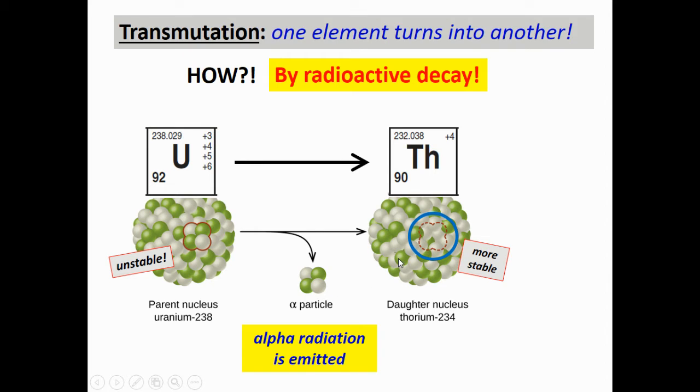Notice now the nucleus of what we started with as uranium has fewer protons. And so now it actually is a different element. It is the element thorium with an atomic number of 90. This is transmutation. One element can turn into another. By doing so, it becomes more stable. And then that thorium, if it is still radioactive, it could become even more stable by going through transmutation to become another element. But we're just going to focus on something simple like uranium turning to thorium for now, okay?